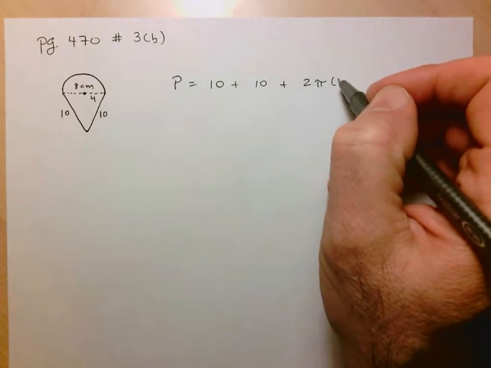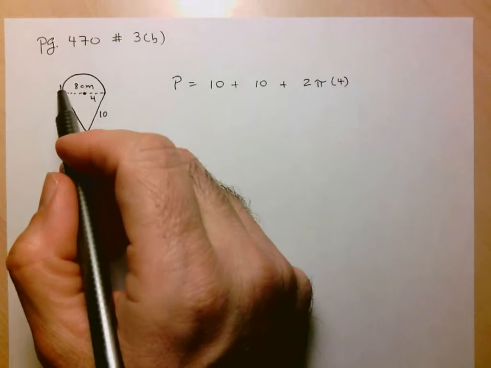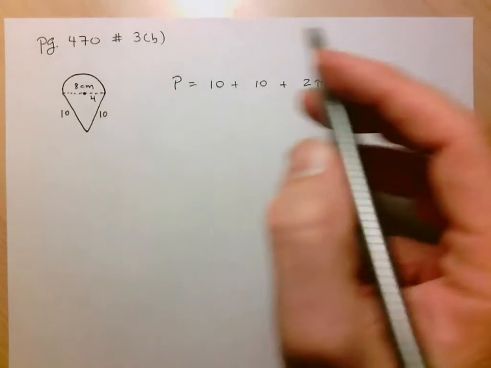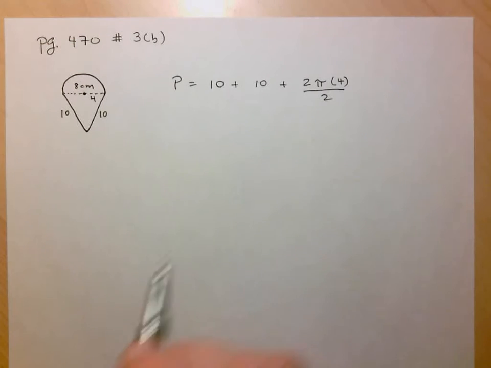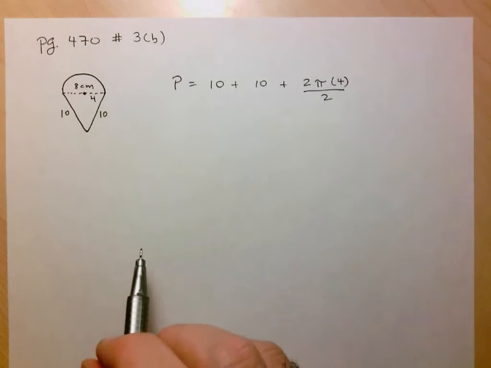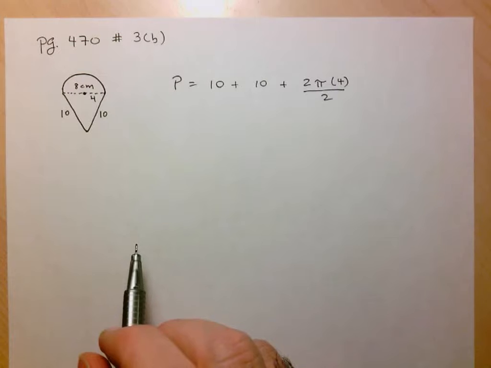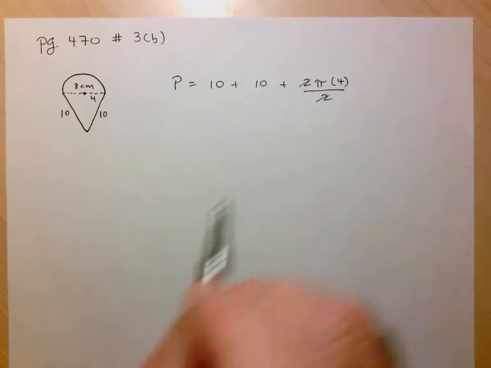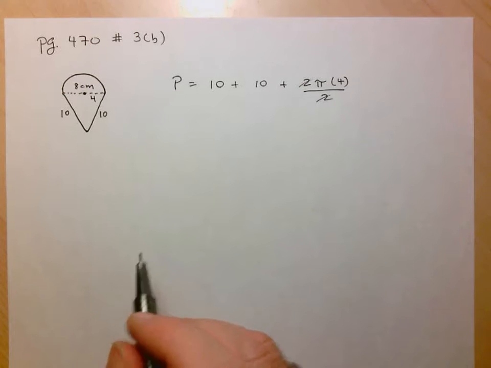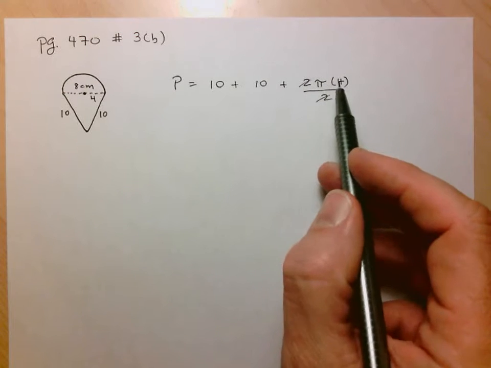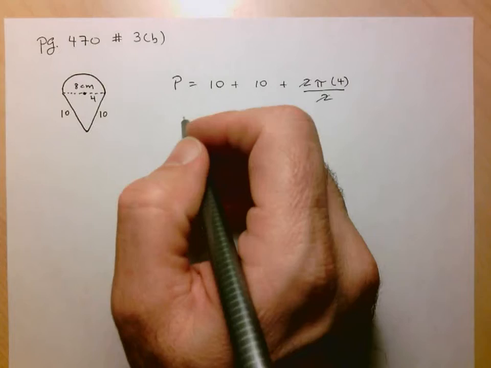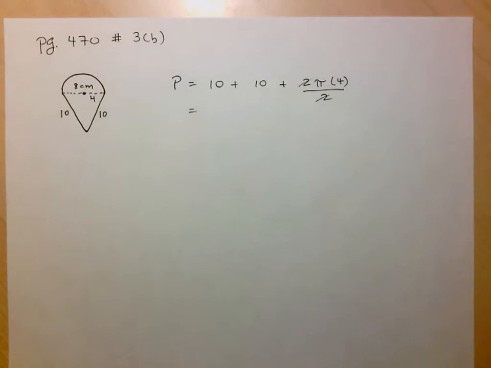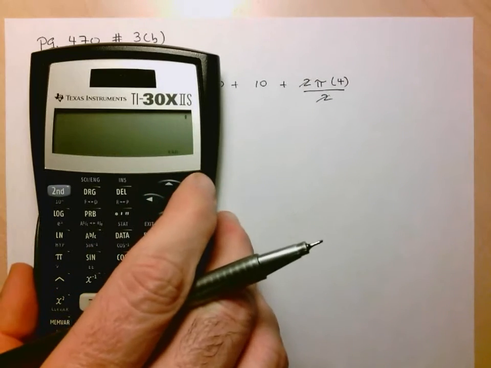Okay, 2 times pi times 4. But since I'm only taking half the circle, I'm going to divide that by 2. So this is the expression that's going to give me the perimeter, and before calculating I might as well simplify. See that this 2 in the numerator reduces with the 2 in the denominator. That's because I have all multiplications and divisions here. Now I'm just going to take this and put it into my calculator.